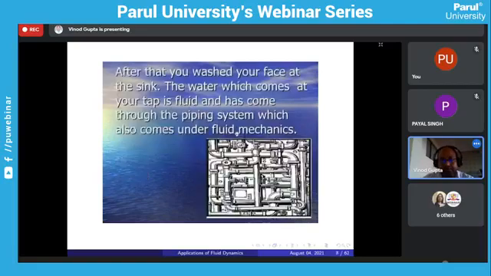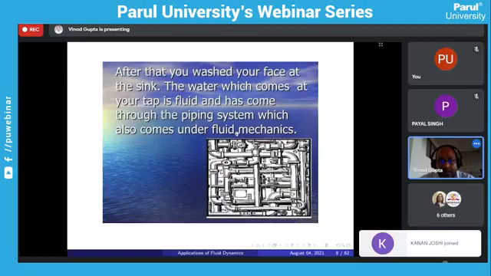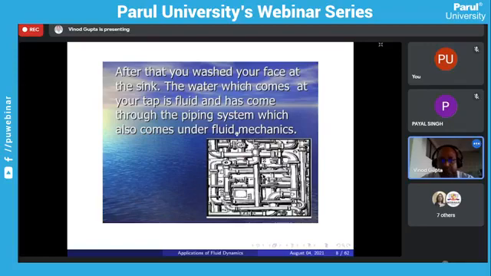The next: when you work at the sink, you see the flow of the fluid. That is due to atmospheric pressure. So that is also an application of fluid dynamics.